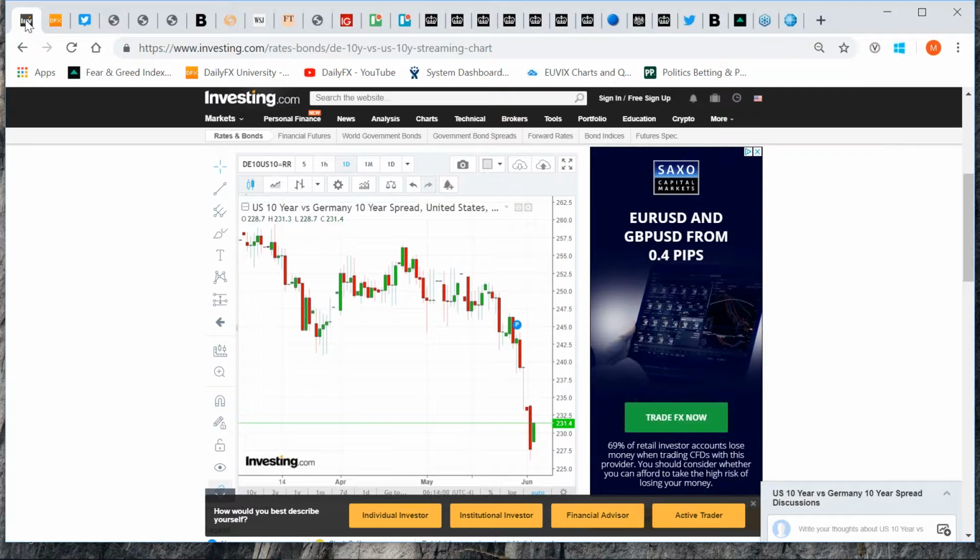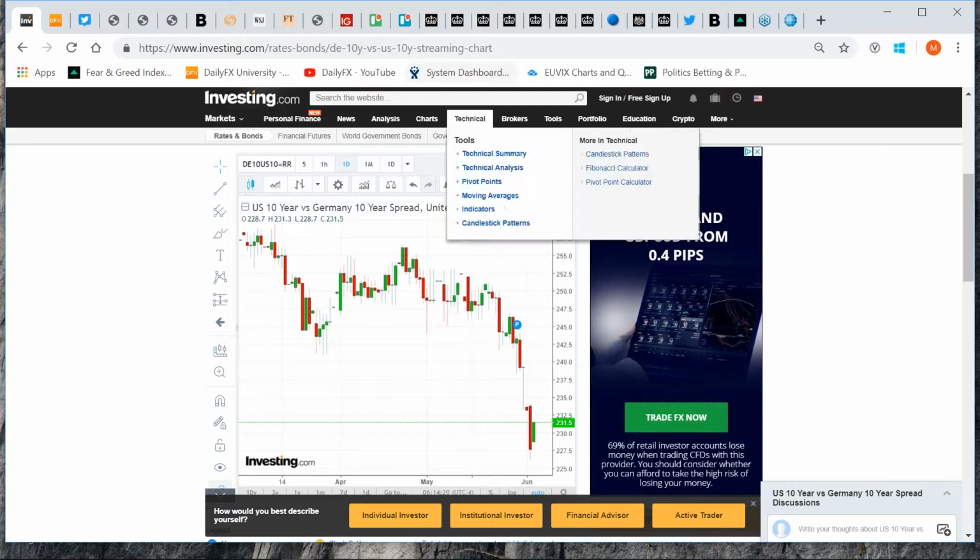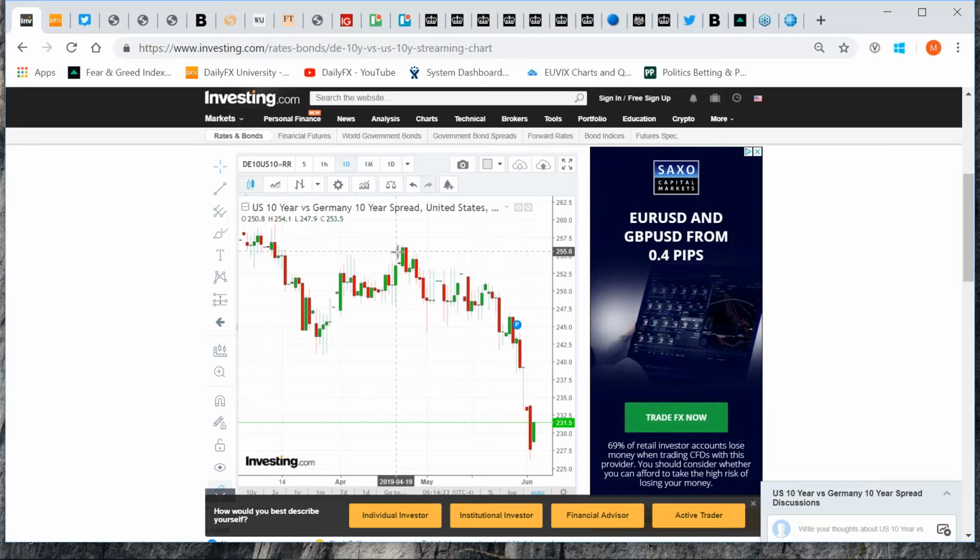This chart shows the US 10-year yield minus the German 10-year yield. It's called the spread, and you can see here that the advantage that the US dollar has over the euro has fallen dramatically. So back up here, the yield gap was around 255 basis points. It's now 231 basis points, and at the margin, that makes the dollar less attractive compared with the euro.